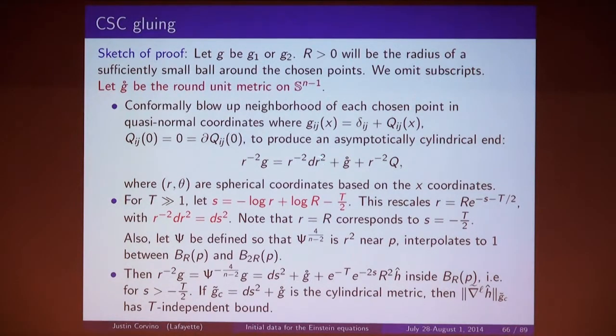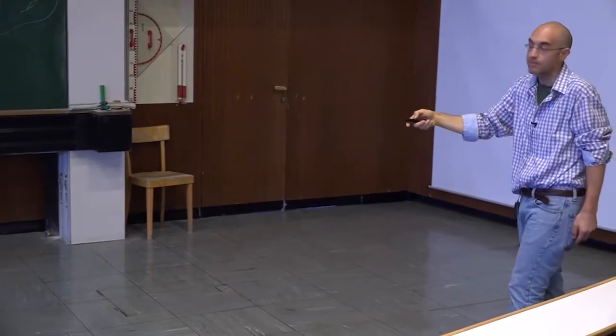You might say, is it? So this piece q has first derivative in value 0 at the center point, so this part's okay. What about this part? Obviously, you have dr over r squared, so you want it to be ds squared. So s is log r, basically, well, minus log r. And that'll make this piece look exactly like a cylindrical metric.